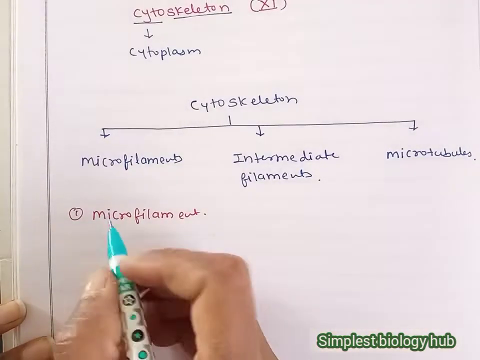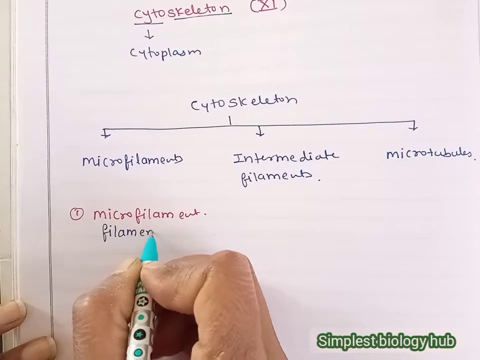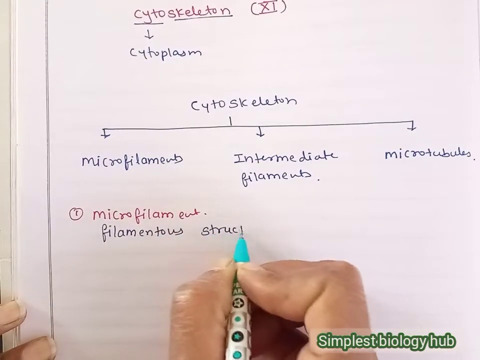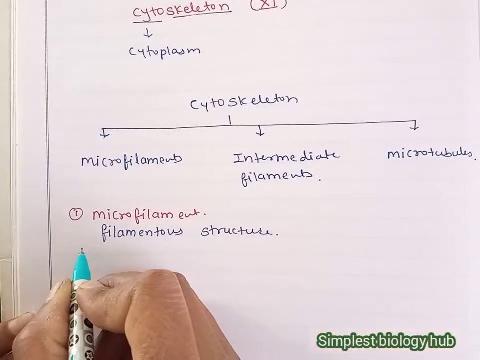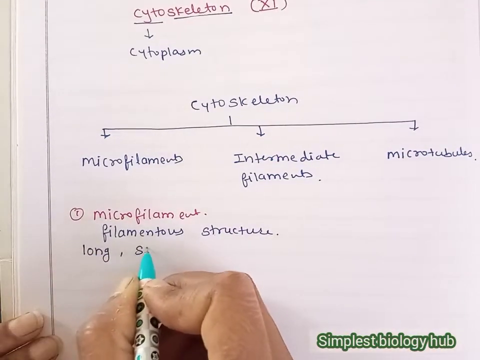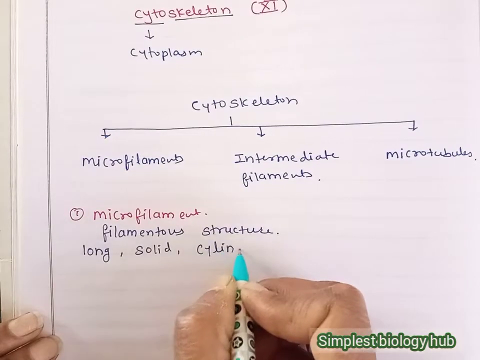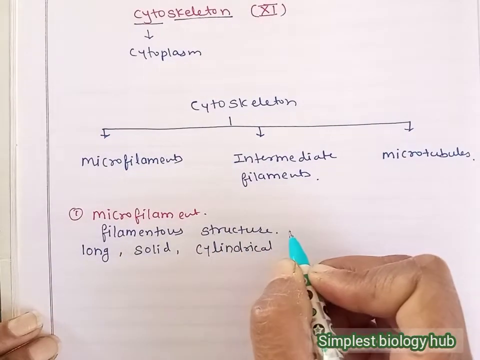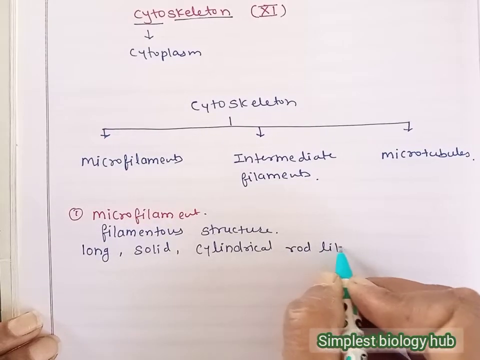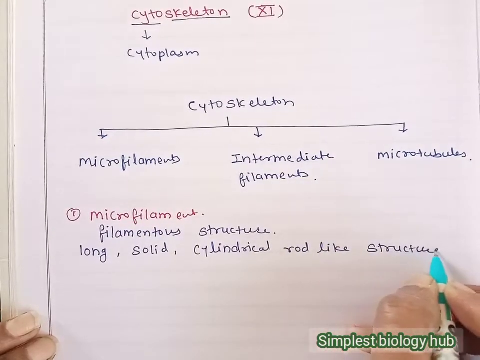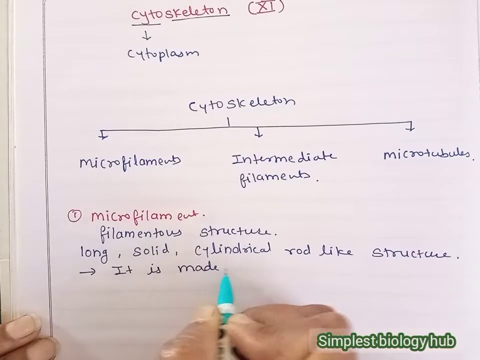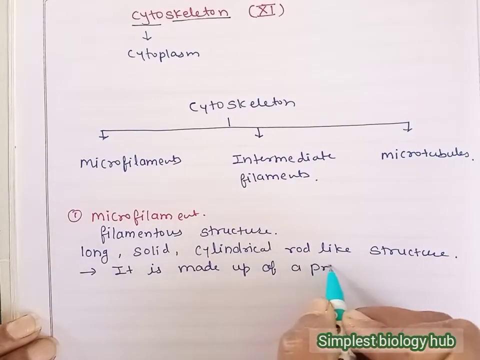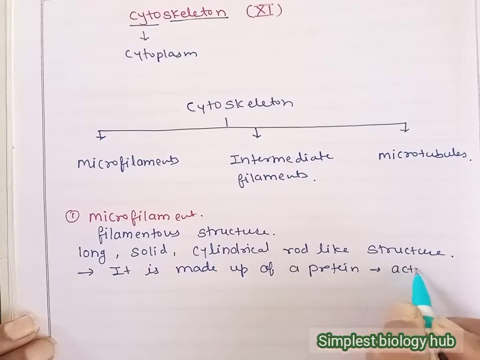Obviously, according to their name, these are filamentous structures, and these filaments are very thin and microscopic. These are long, solid, cylindrical, rod-like structures, and mainly they are made up of a protein that we call the actin protein.